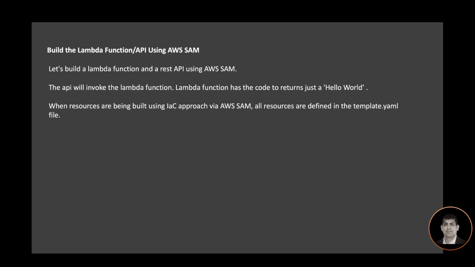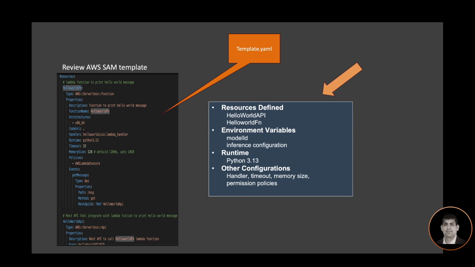When resources are being built using infrastructure as code approach via AWS SAM, all resources are defined in the template YAML file. Let's look at our AWS SAM template.yaml file. As you can see in this template, I have two key resources defined. One is a hello world function and there is a hello world API.